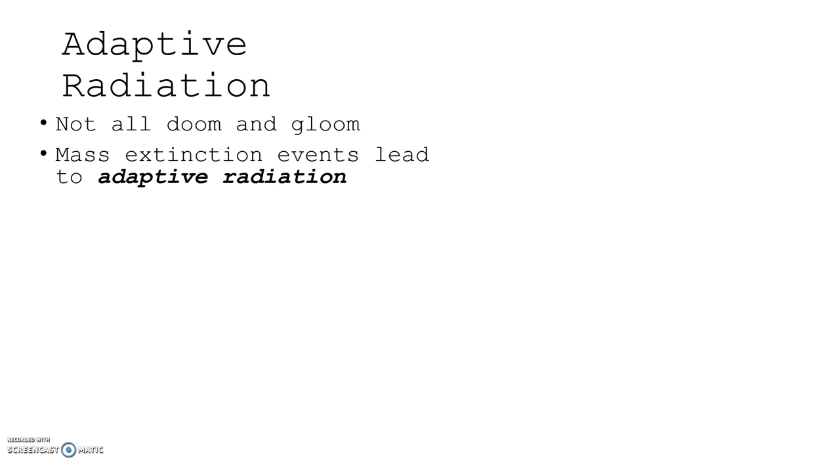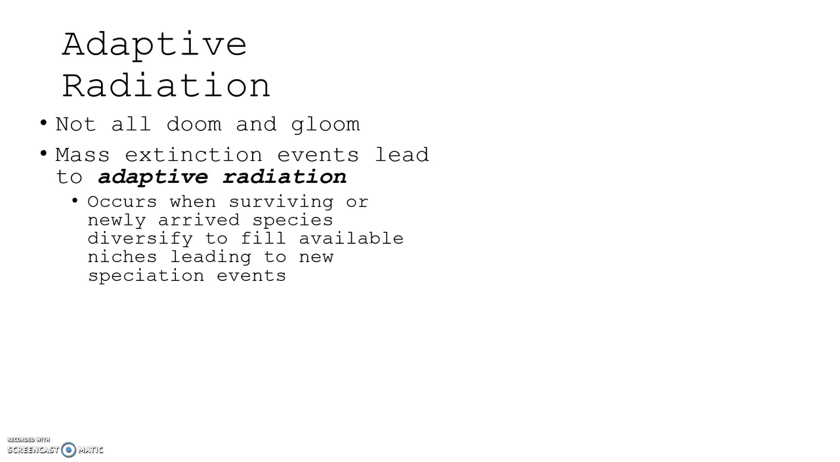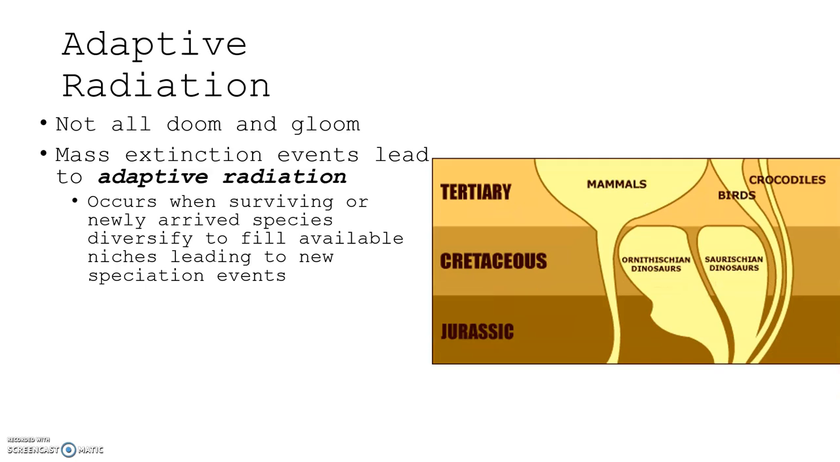It's not all doom and gloom. Mass extinction events lead to adaptive radiation. This occurs when surviving or newly arrived species diversify and fill in the available niches, leading to new speciation events. So if we have organisms that are becoming extinct, their niches are now available to new organisms. And so as the dinosaurs became extinct, it left a lot of room for the mammals and the birds and the crocodiles.